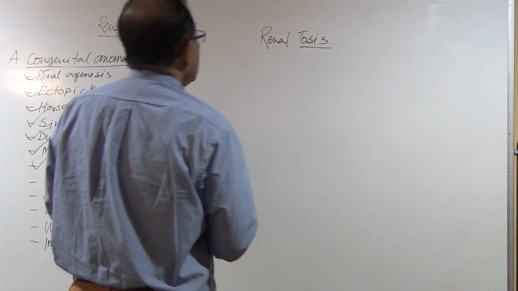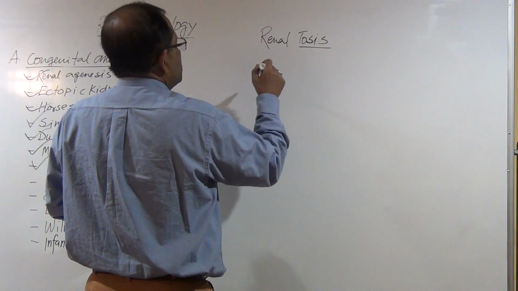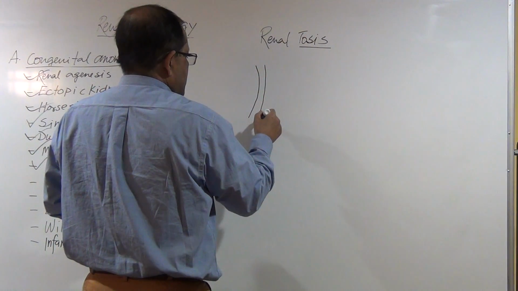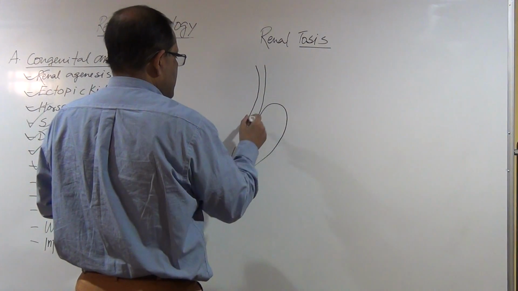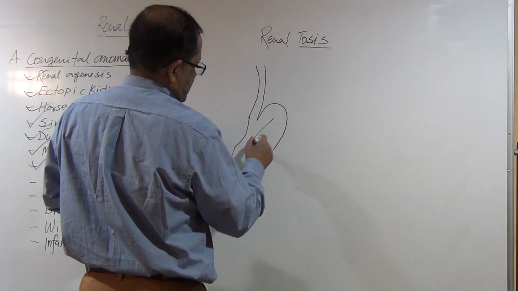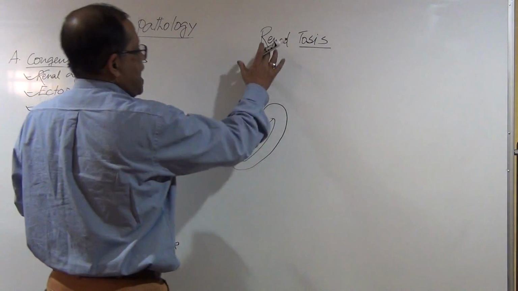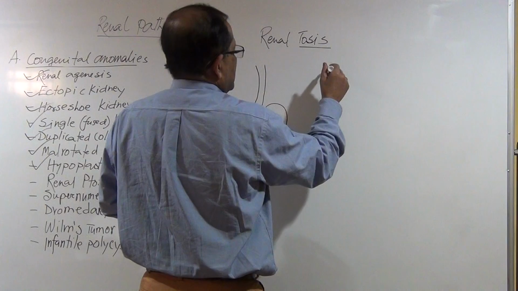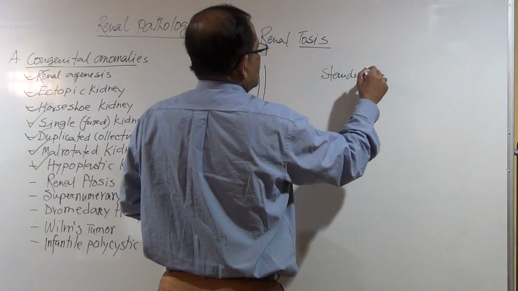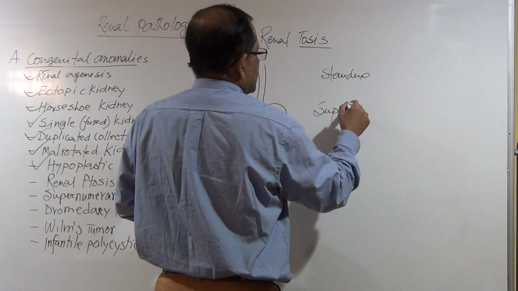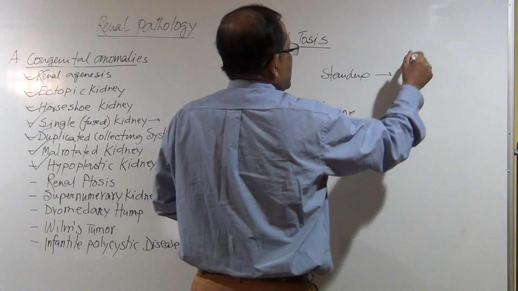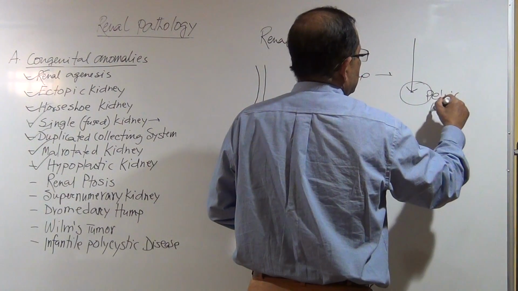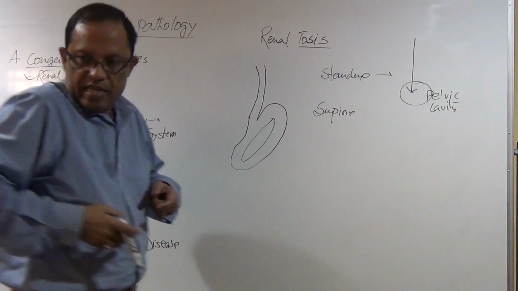So now if there is renal ptosis, let me draw a diagram for you. So this is the kidney, and the kidney is hanging with a ligament. And if I am standing, and I am supine, when I am standing, the kidney will hang down into the pelvic cavity because of gravity. It's going to go down, right?